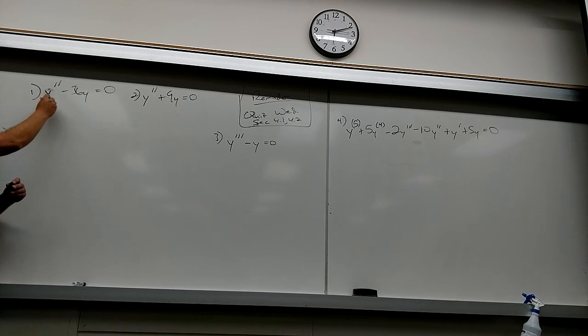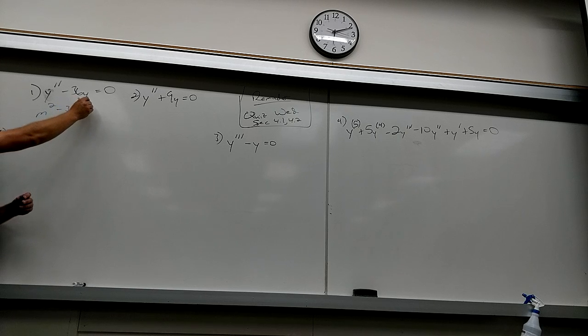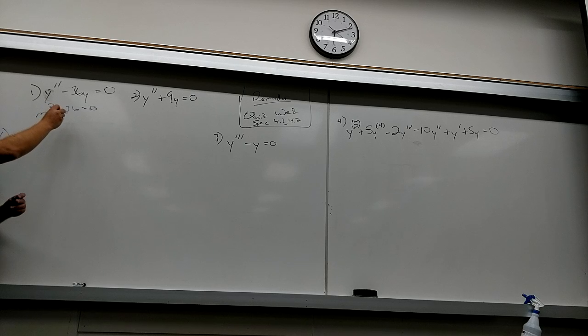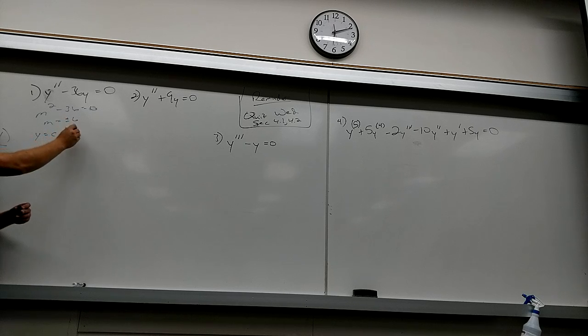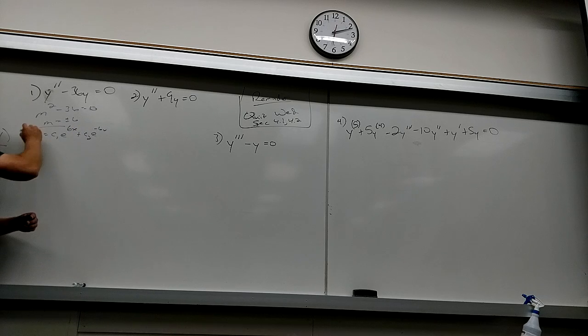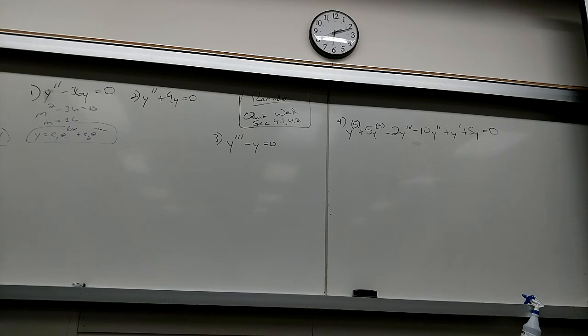The auxiliary equation here would be m squared minus 36, so you get m equals plus or minus 6, so you get y equals c1 e to the 6x plus c2 e to the negative 6x. That's the best case, right? When you have distinct roots, you're golden. Distinct real roots, especially.